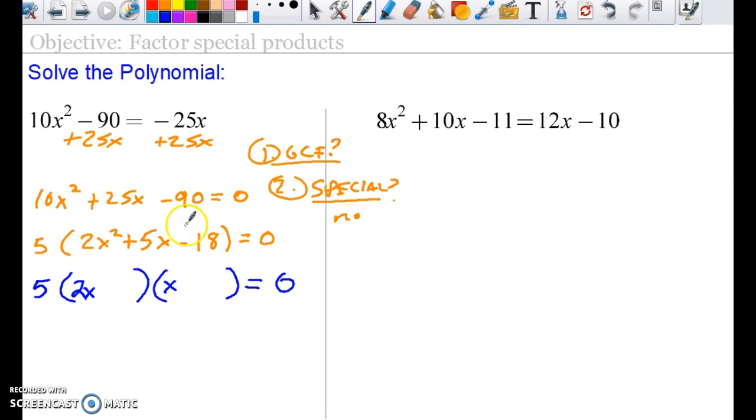I know it's negative, so now I have to have a plus or minus. I'm not sure where the plus or minus is going to go, so we'll start with plus or minus here. Factors of 18, I could do 9 and 2. Let's see that one. So 9 and 2, I'm just going to put 9 in here and 2 in there.